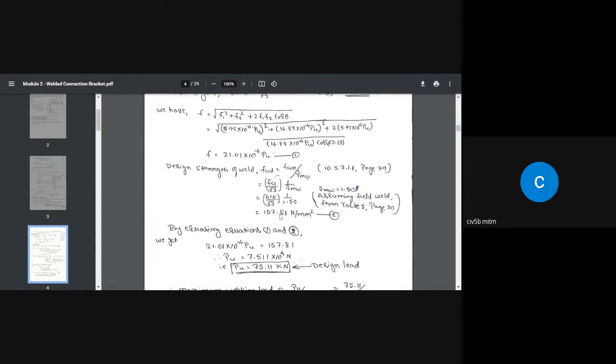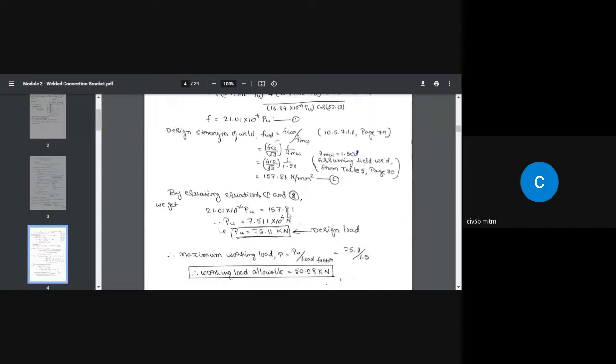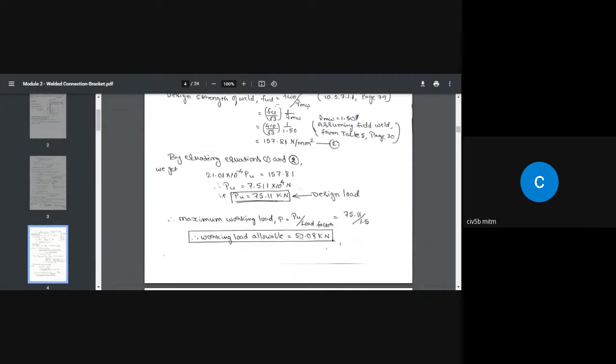Then we are going to equate these two equations. Once you equate those two equations, in this equation, PU is the only unknown. PU equal to, we get 7.511 times 10 to the power of 4 Newton. If you convert that value into kilonewton, that is going to be equal to 75.11 kilonewton. That is the design load, but not the service load. So we never subject any structure to design load. We always subject a structure or a structural component to a service load. But we are going to design for this so that we can have margin of safety.